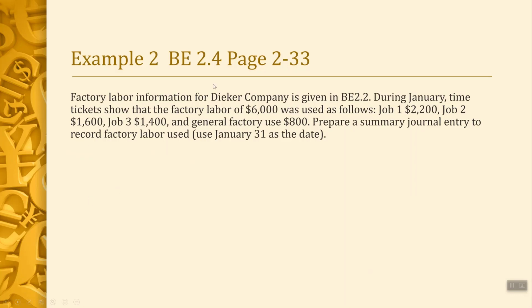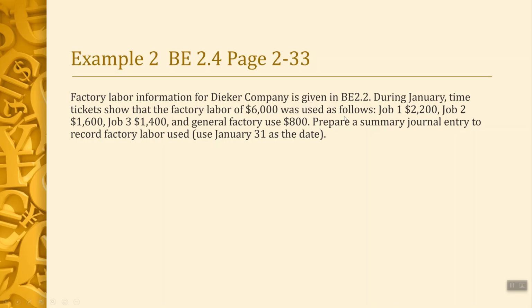Example 2, brief exercise 2.4. Again, you can find that on page 233. Pause, try it on your own, and then move forward from it. Now, factory labor information for Deca Company is given in brief exercise 2.2. During January, time tickets show that manufacturing labor cost of 6,000 was used as follows.